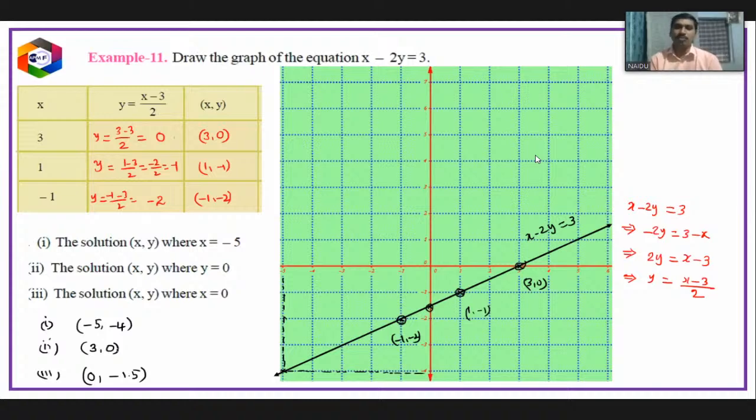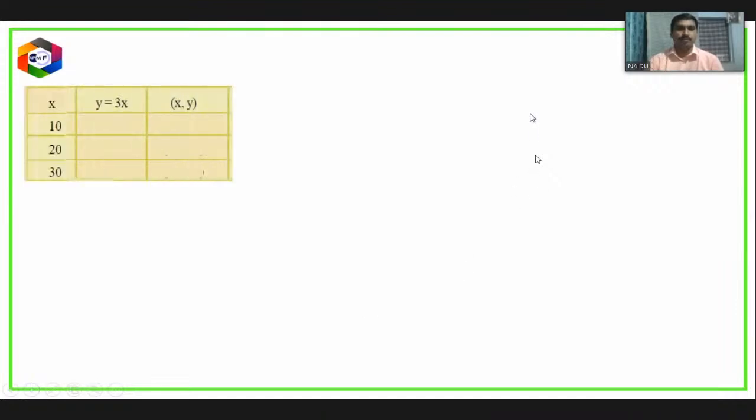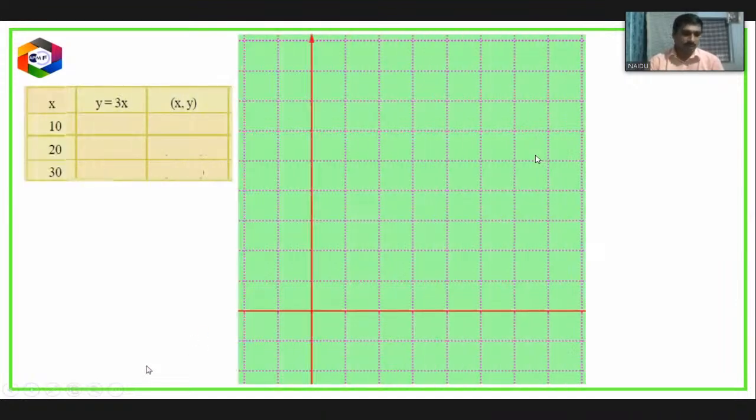practice at your home, then definitely you will get it. So we are moving to the next question and the next model example. Let us observe that. So here is the question, children.